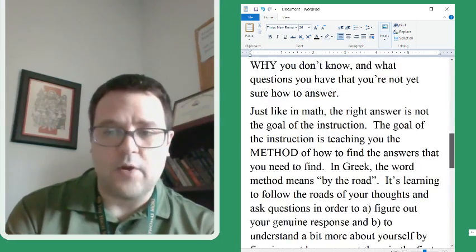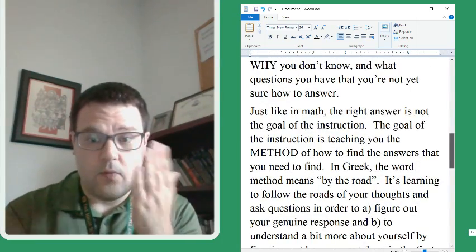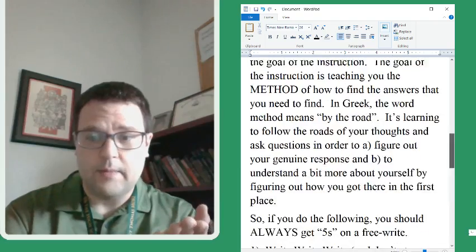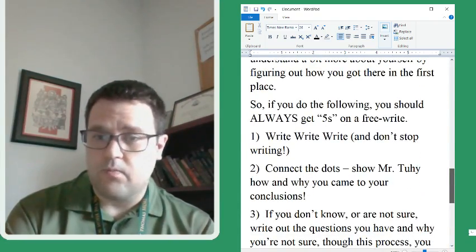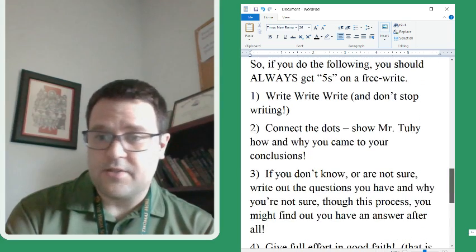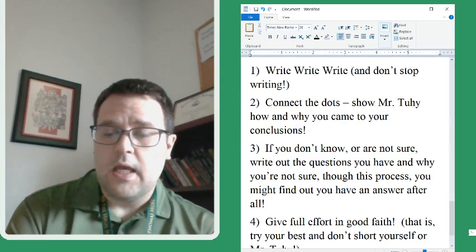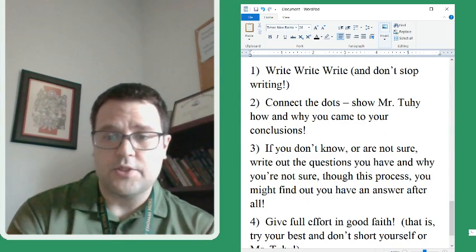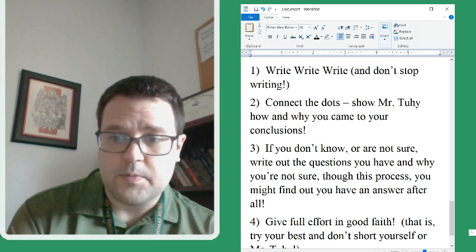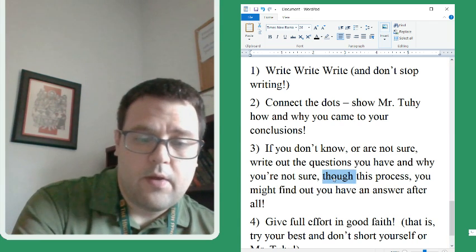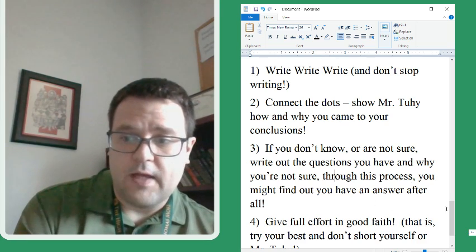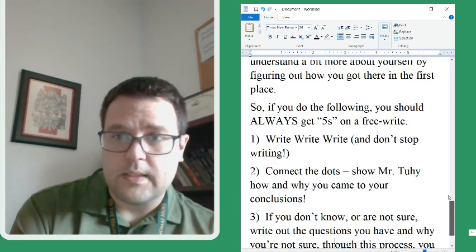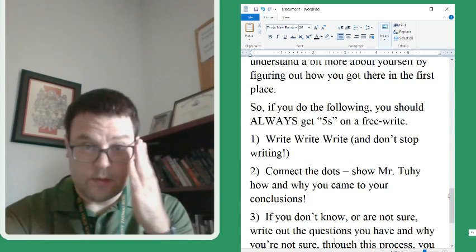The right answer is not the goal of the instruction. The goal is to follow the method, right? Which means the process. So if you want to get 5s in a free write, I just say always write, connect the dots, show Mr. Tui how you came to your conclusions. If you don't know or are not sure, write out the questions you have and why you're not sure. Through this process, you might find out you have an answer after all. Give a full effort in good faith, and don't sell yourself short, or don't sell me short.